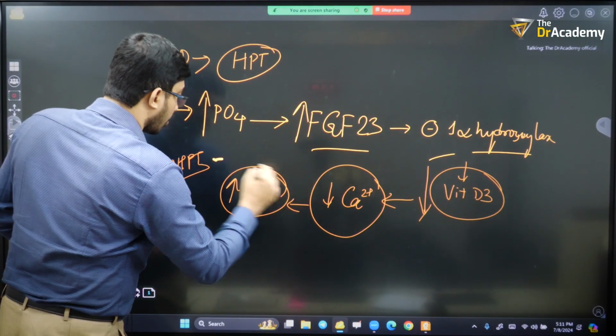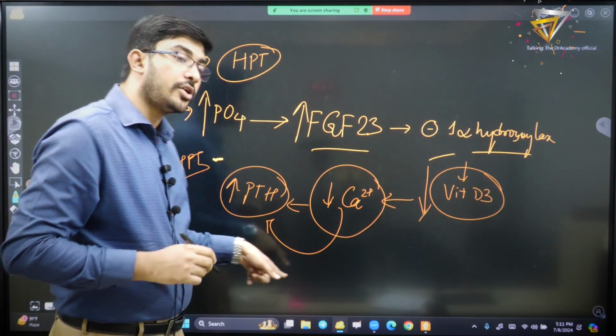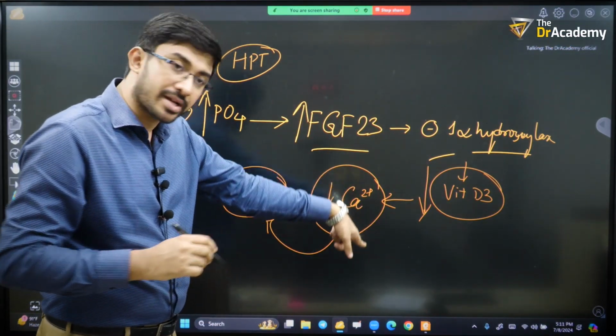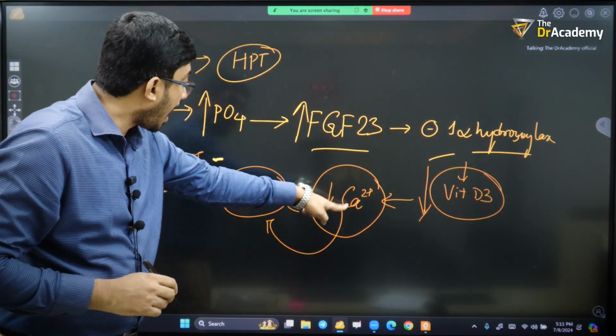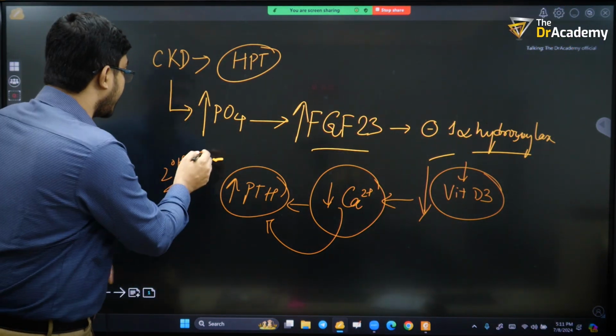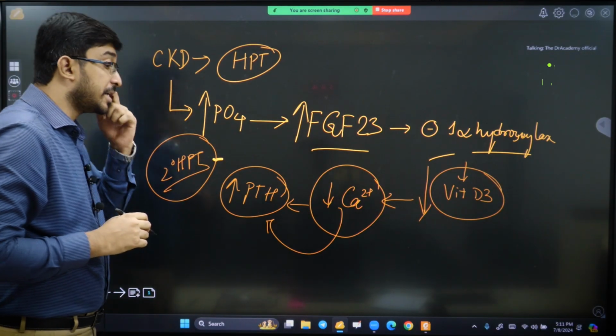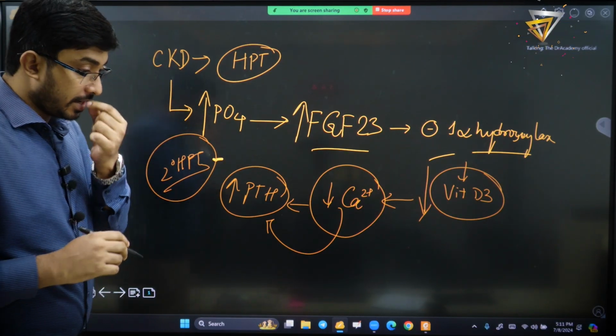Why secondary? It occurs due to effect of calcium, and primary is if the parathyroid hormone itself increases, causing hypercalcemia. And when hypocalcemia causes increase of parathyroid hormone secretion, this is called secondary hyperparathyroidism. So secondary hyperparathyroidism occurs in chronic kidney disease.